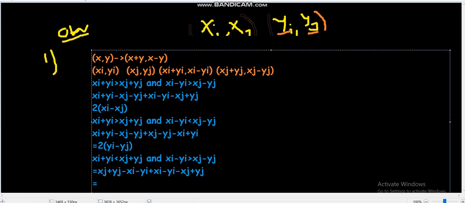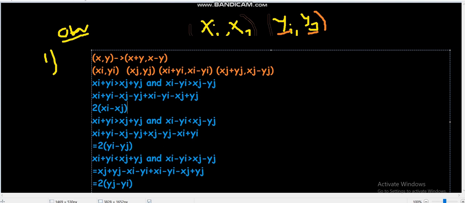So I think I have miscalculated something. So this xj and this xj will get cancelled. This yj and yj will be added to 2yj. Now this xi and xi will get cancelled, and this yi and this yi will be minus 2 into yi. So we can write this as 2 into yj minus yi. Okay. Now I will not go into the fourth condition also because it's boring for me also. So you can think that the fourth condition will be something like 2 into xj minus xi.